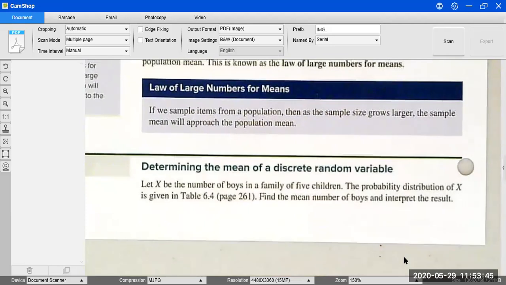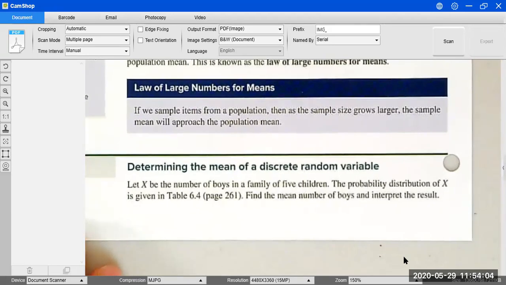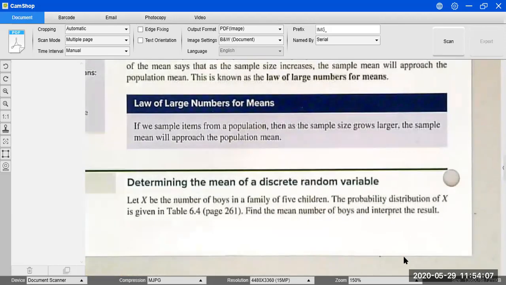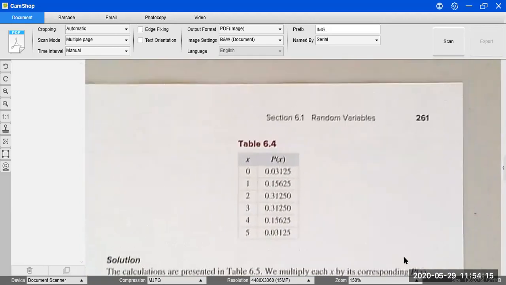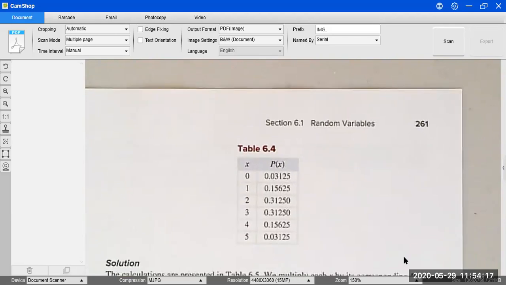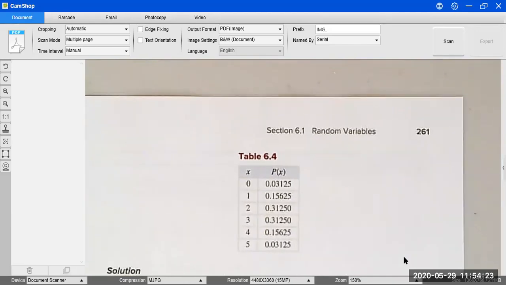Let capital X be the number of boys in a family of 5 children. The probability distribution of capital X is given in table 6.4. We're going to find the mean number of boys and interpret the result. Table 6.4 is here. If you remember, this table is the one that we used to create a histogram. Now we're going to use the data that we already have in R.